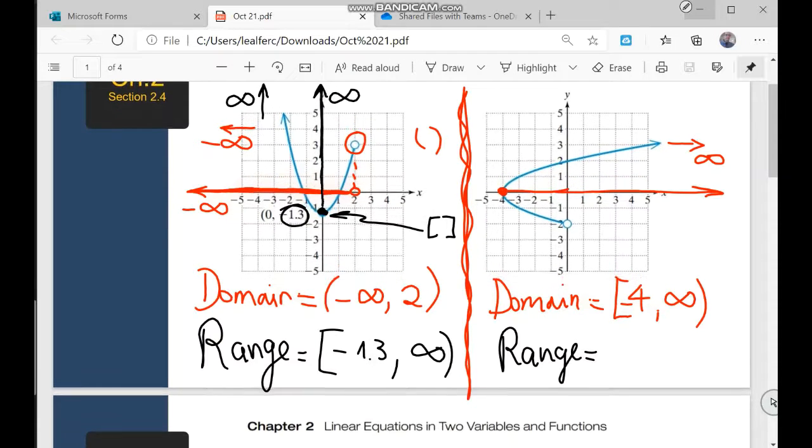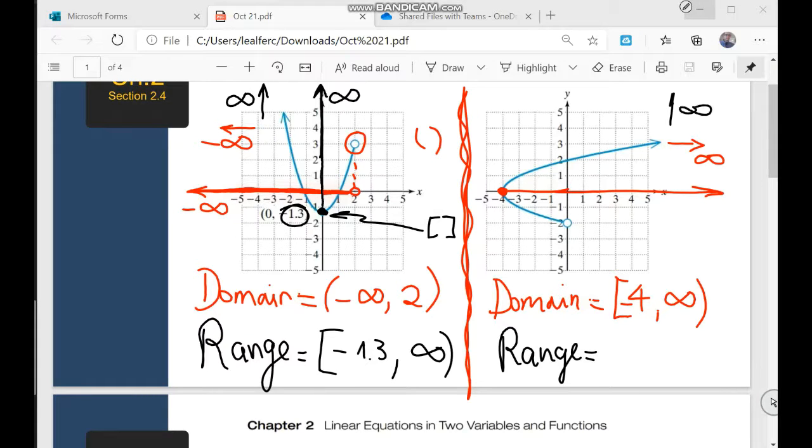this goes to infinity, so the range also goes to infinity, and it stops here on this open dot at negative 2. Open dot is parentheses: negative 2 and infinity.